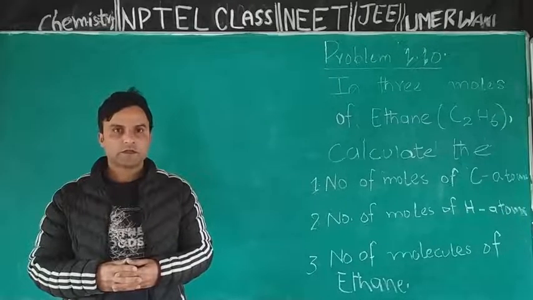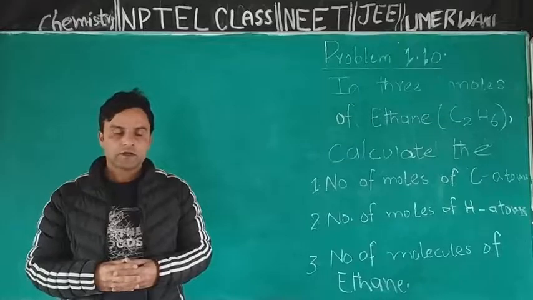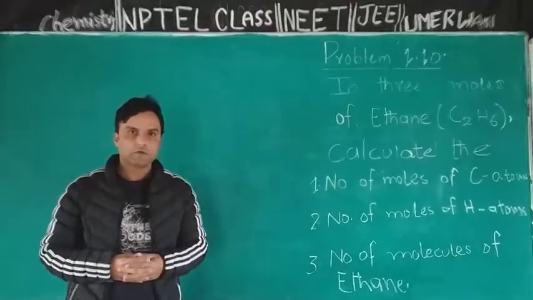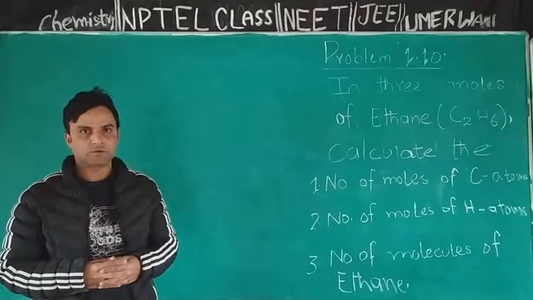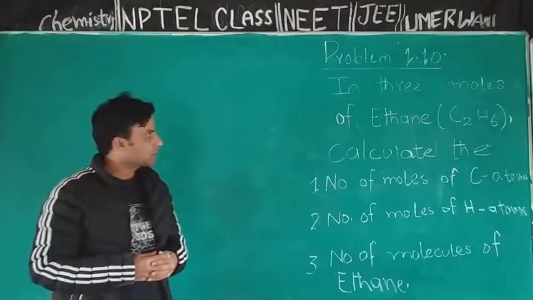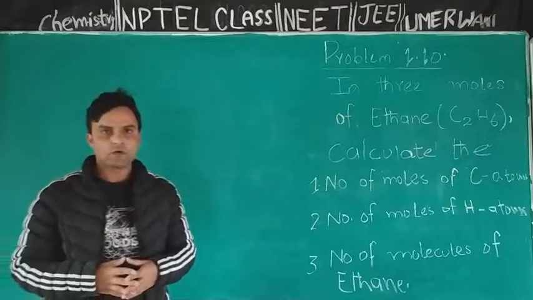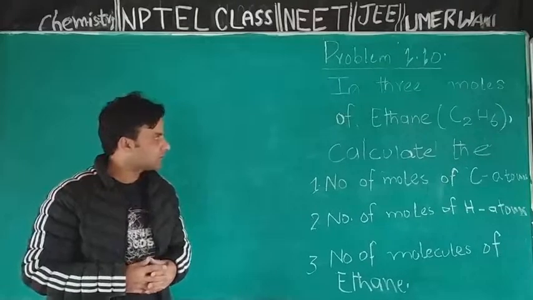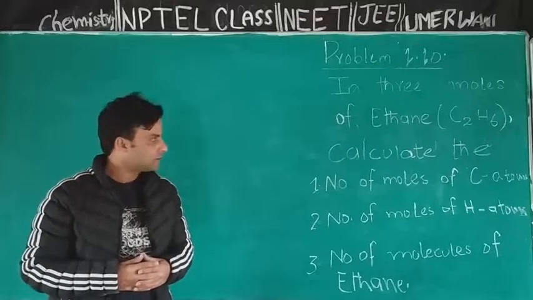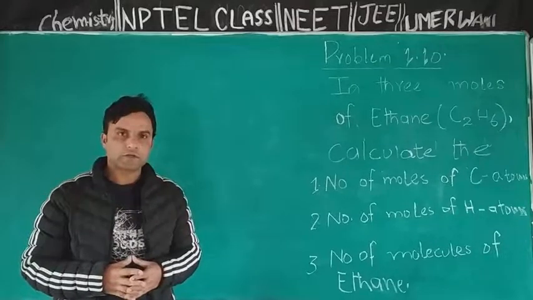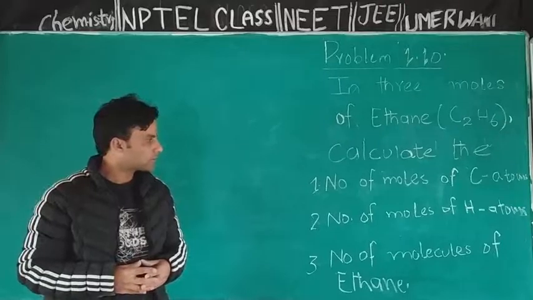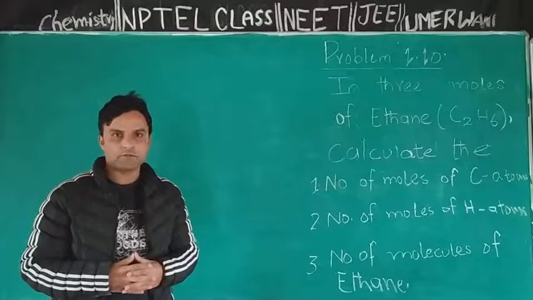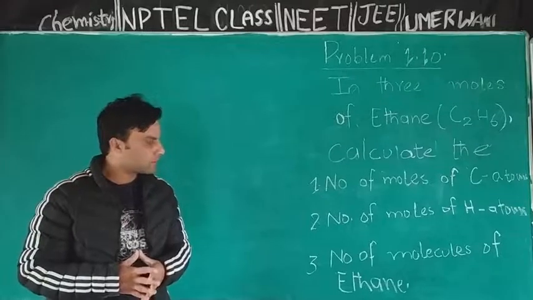You are watching NPTEL Chemistry E-class and I am your chemistry detective with solution of one new chemistry class 11th NCERT problem. So our problem is: in 3 moles of ethane, C2H6, we have to calculate the number of moles of carbon atoms, number of moles of hydrogen atoms and number of moles of ethane, number of molecules of ethane.